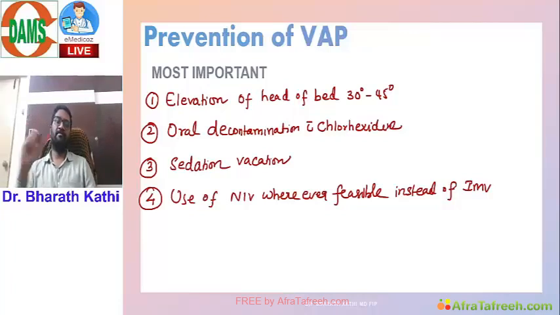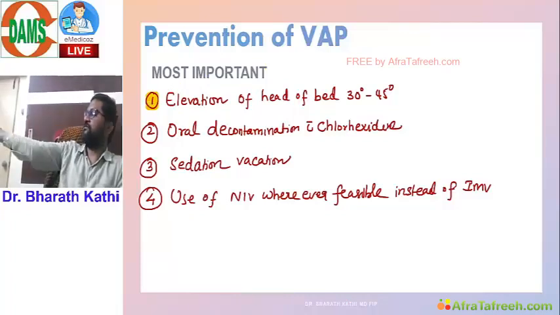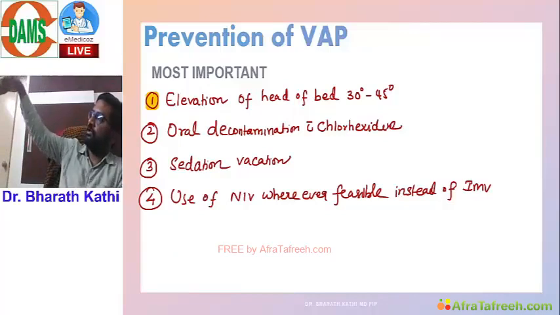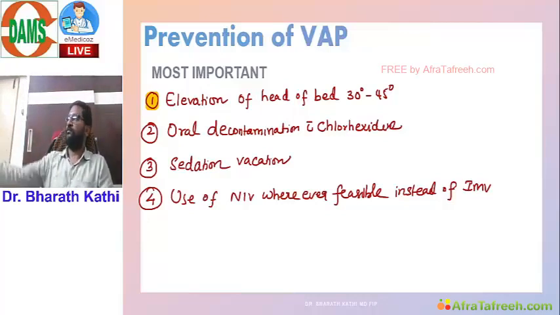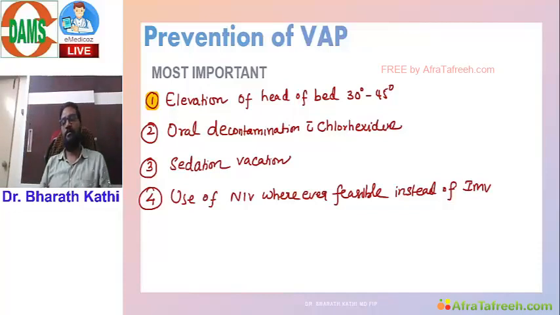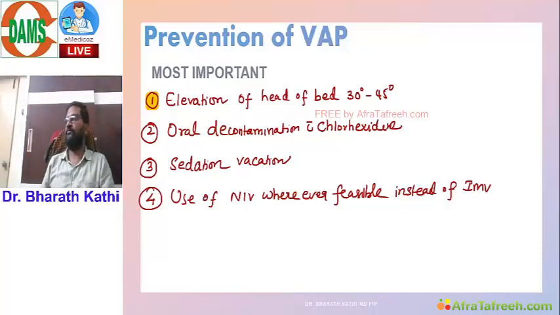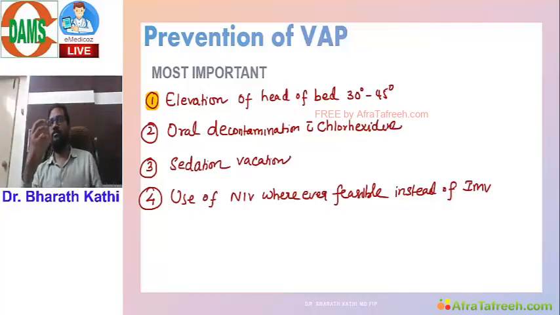Now what is elevation of head of bed 30 to 45 degrees? See here, students, if the patient is completely supine like this, it will be easy for the organisms to descend down from the oral cavity along the sides of the tube into the lung. Now if I elevate the head of the bed, it will be difficult for the organisms to descend into the lungs. So this elevation of head of the bed 30 to 45 degrees is to avoid this easy descent of organisms from the oral cavity into the lungs.